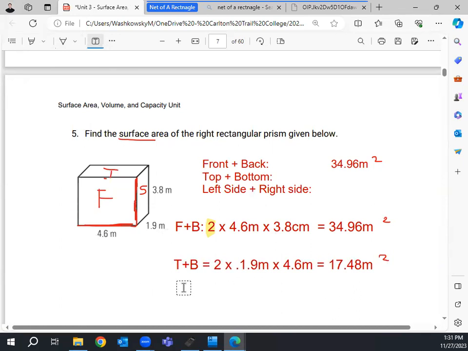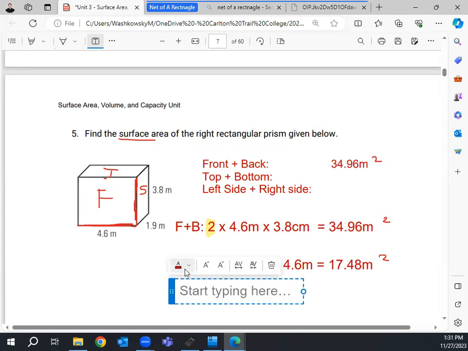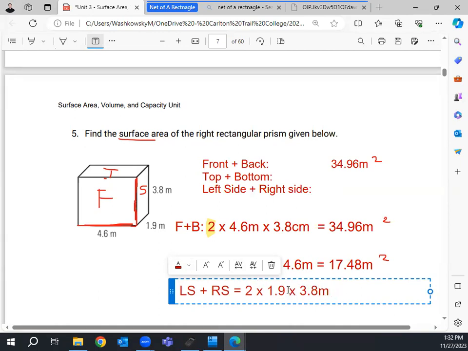And so what two sides are left now? The sides. Just the sides, you can just say sides. I like doing left side plus right side, but it's dealer's choice at this point. I'll know what you're talking about. So I'm going to take my sides. Now, what two numbers am I going to multiply there? 3.8 and 1.9, you're absolutely correct. I'm doing two of them, that's why I have this 2. So 2 times 1.9 times 3.8 meters. If I do that, I should get 14.44, I think.